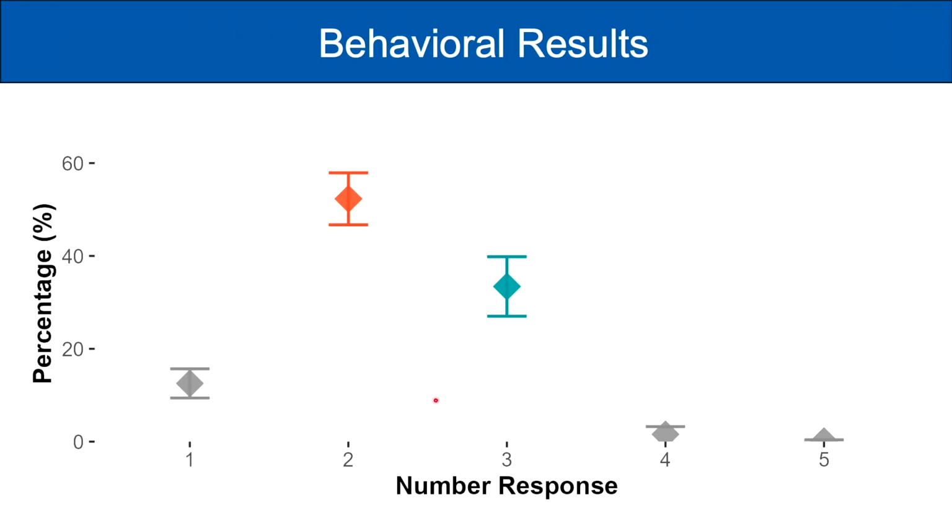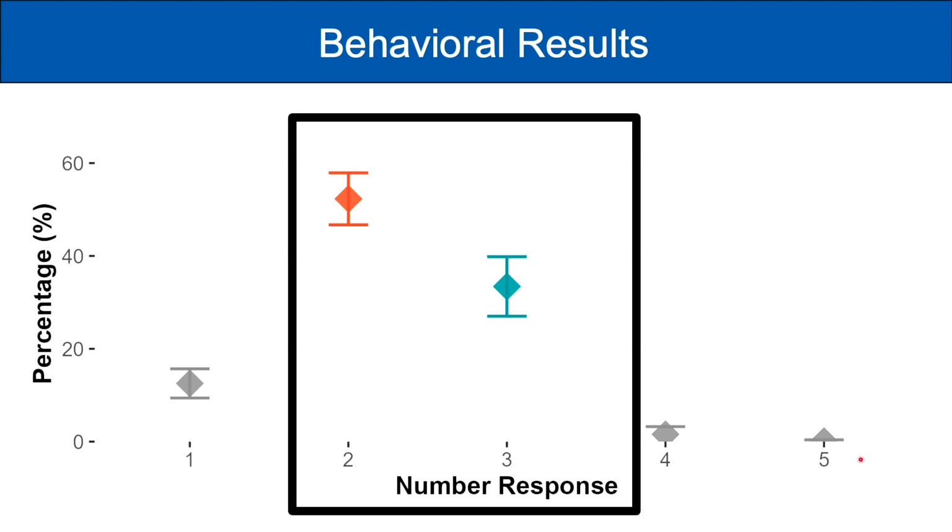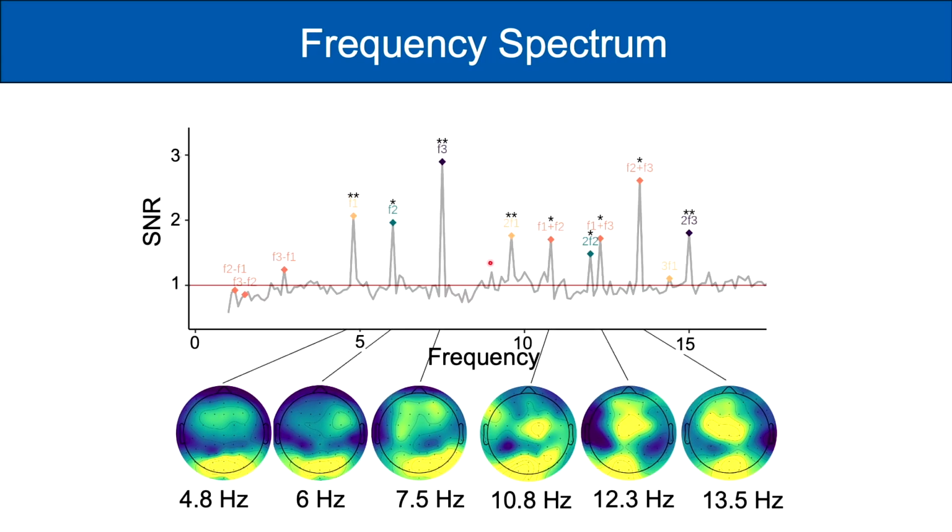First, let's look at the behavioral result. On the x-axis, you see the number of perceived items, and on the y-axis, you see the percentage. These are the perceived number of responses collected after each trial. Participants perceived 2 arcs most of the time, followed by 3 arcs. There were very few trials where participants perceived 1, 4, or 5 arcs. Therefore, we only further analyzed the responses 2 and 3, which means that there were redundancy masking trials and non-redundancy masking trials.